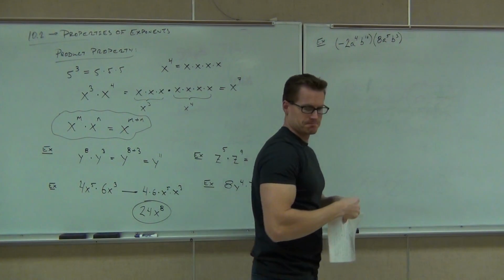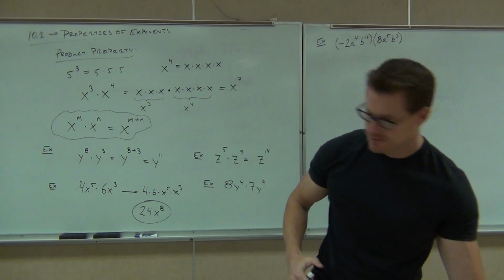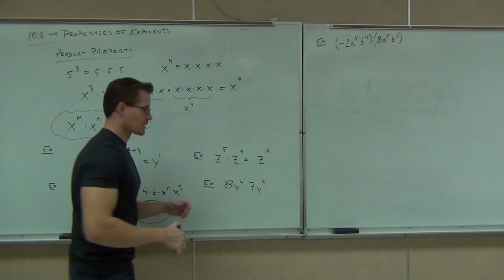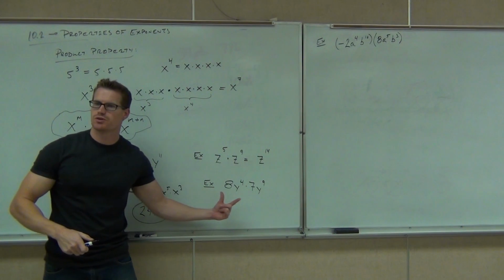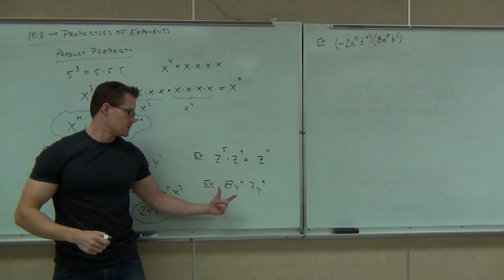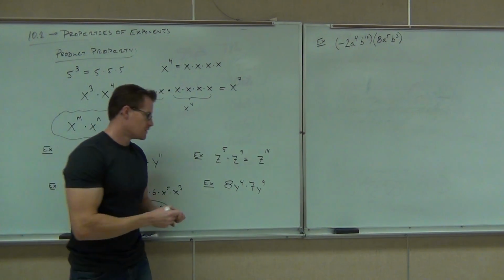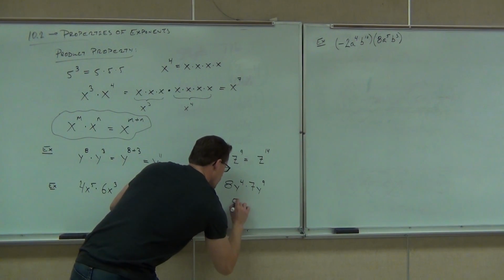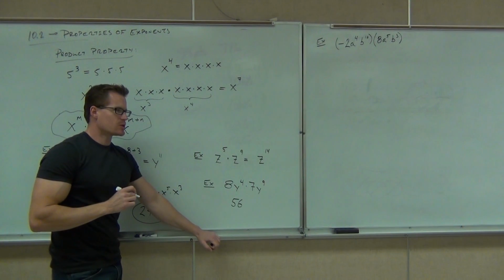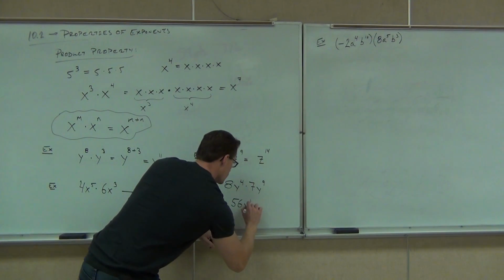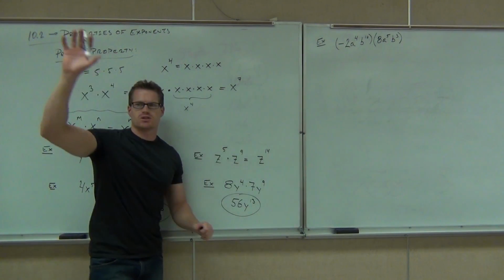That looks nastier. Well, let's see here. Can you do the numbers? What are you going to get for your numbers? 56. And y to the how much? 13. Show of hands, somebody got 56y to the 13th.